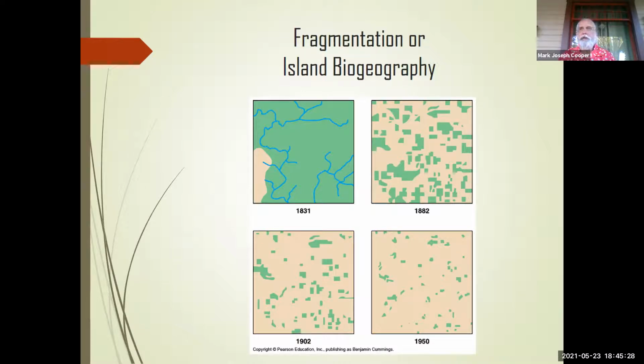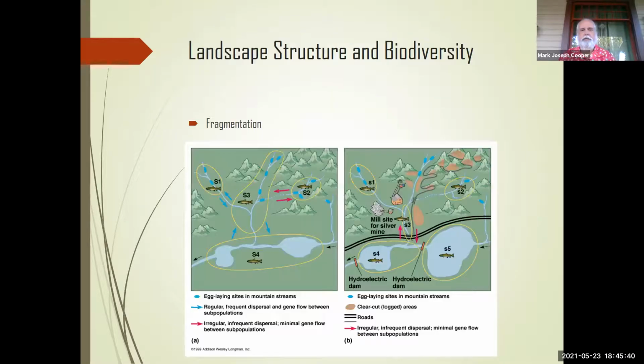So although we have this mainland, what used to be a continuous habitat, it is now broken into these fragments, which are causing all kinds of problems. So this fragmentation is going to affect biodiversity.